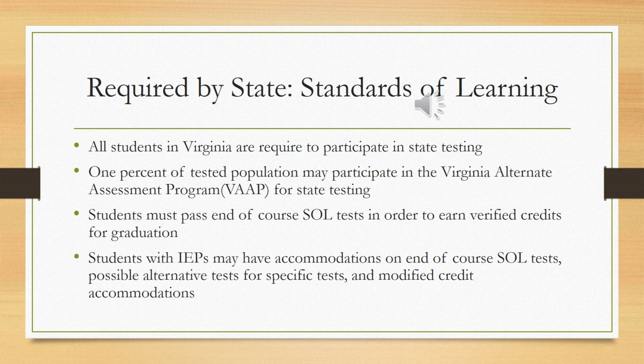Students with IEPs may have accommodations on their end of course SOL test, and there are alternative tests for specific tests. Also, students may be eligible for modified credit accommodations, which means that they may be able to get a verified credit for a score that is somewhat lower than the required pass score as long as they meet the guidelines or the criteria.